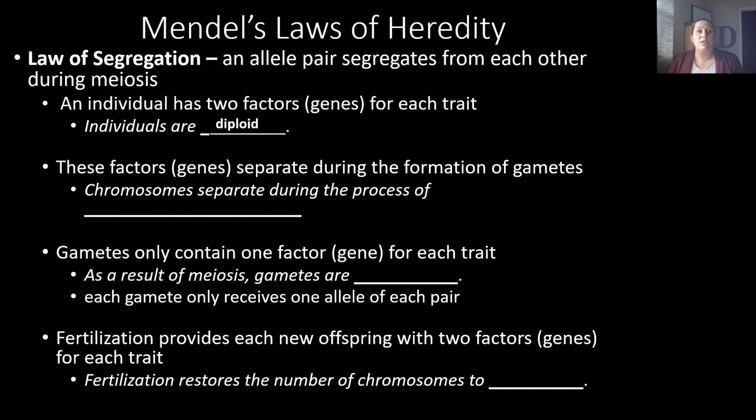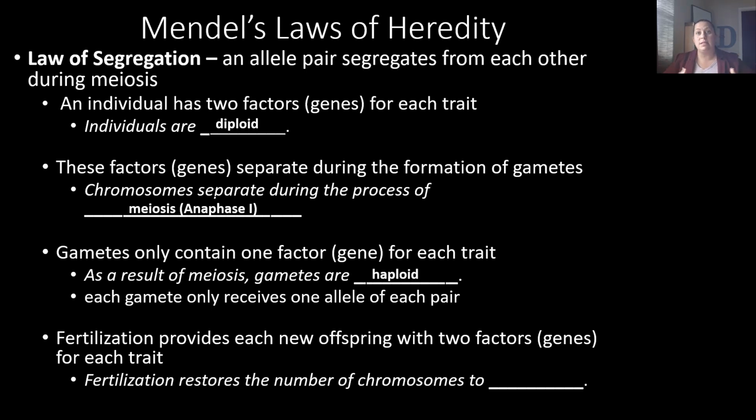This is because individuals are diploid. They're going to have to separate when we make those haploid cells, egg and sperm. So these factors known as genes are going to separate during the formation of the gametes, and chromosomes separate during the process of meiosis, specifically during anaphase 1, because in anaphase we're going to see that first split into 2 separate cells. And so this is where we're going to see that segregation. Gametes can only contain one factor or one gene for each trait. So as a result of meiosis, gametes are haploid.